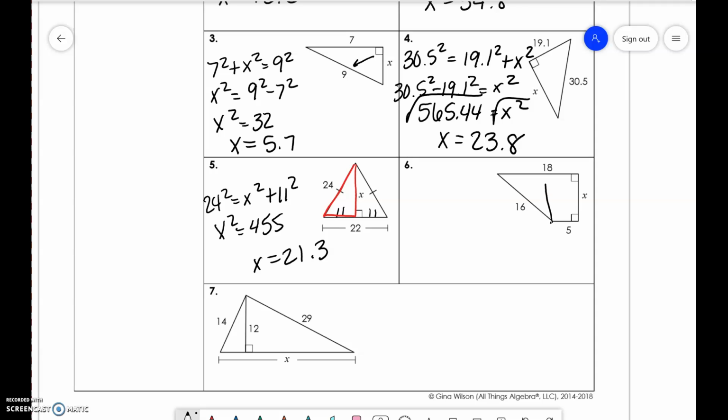For this problem, we need to create a line that makes this a rectangle. And if we remember back to the last unit, rectangles, the opposite sides are equal. So if this is 5, 18 minus 5 is 13. So in this red triangle here, we could solve for x.